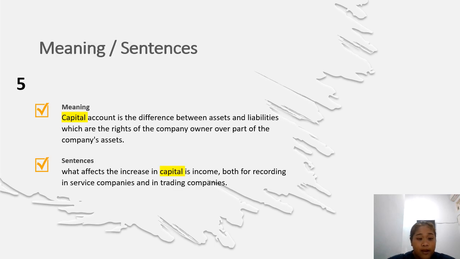Next, number 5. Capital account is the difference between asset and liability, which are the right of the company owner over part of the company asset. Sentences: what affects the increase in capital is income, both for recording in service companies and in trading companies.